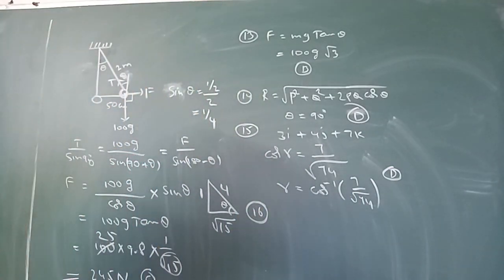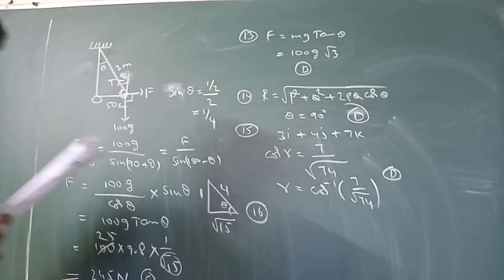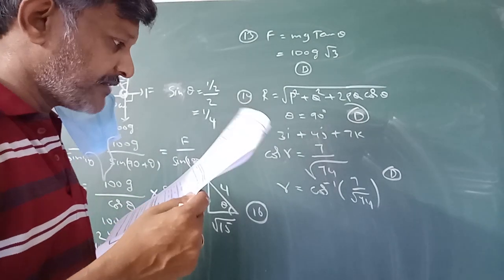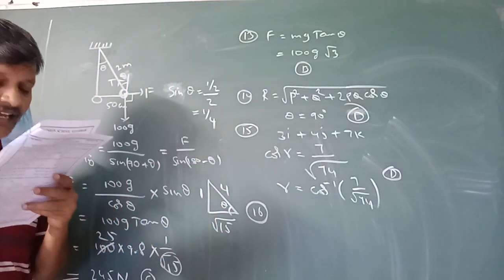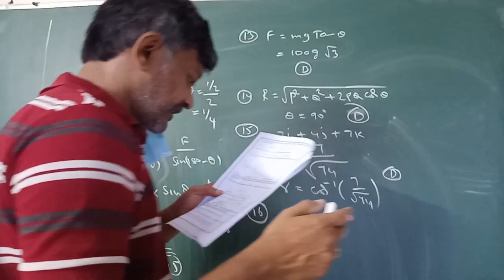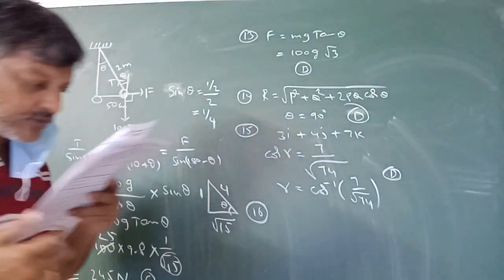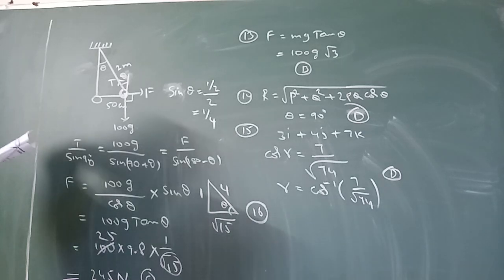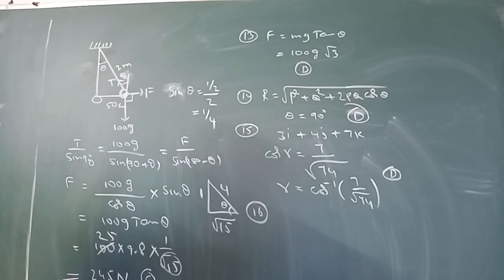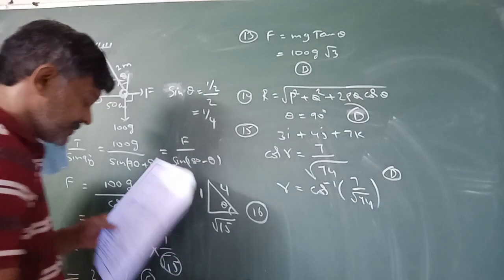4 coplanar forces acting on a body as shown in figure keep it in equilibrium, then find the values of P and theta. Here you have to resolve P and 2 Newton and then solve. This is a classroom problem. Okay, 2 comma 90 degrees. Answer.